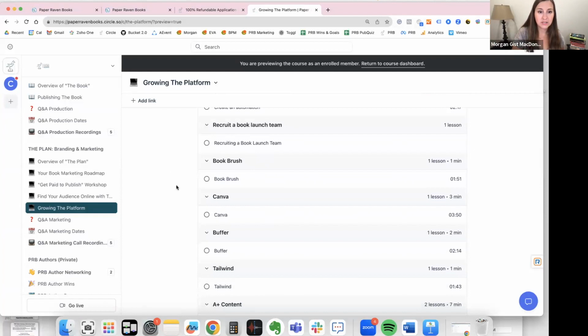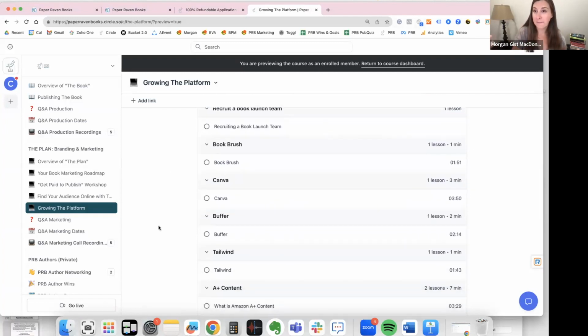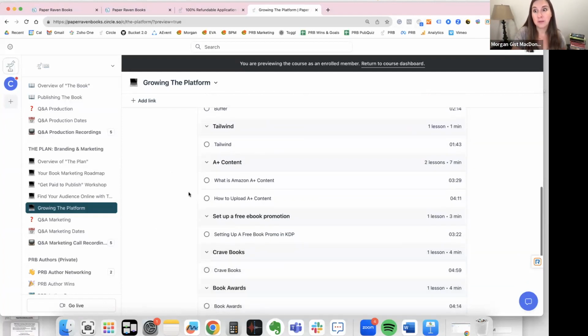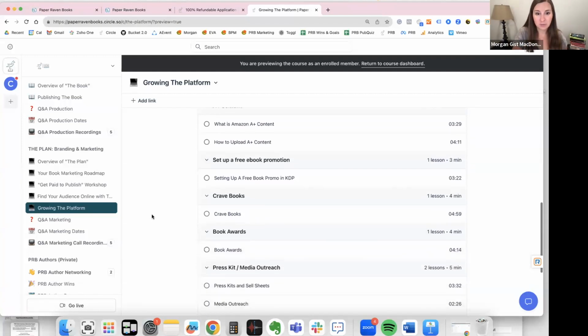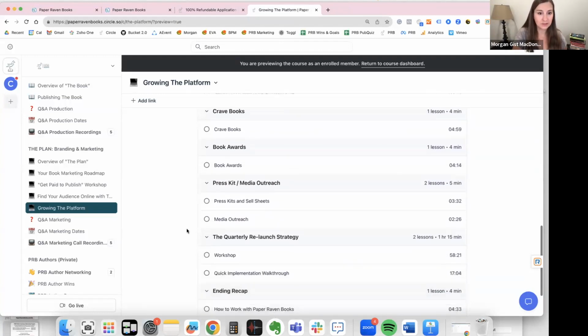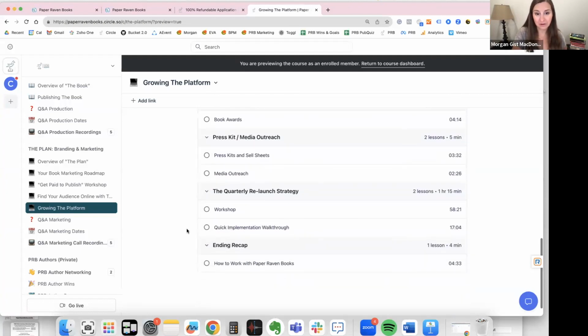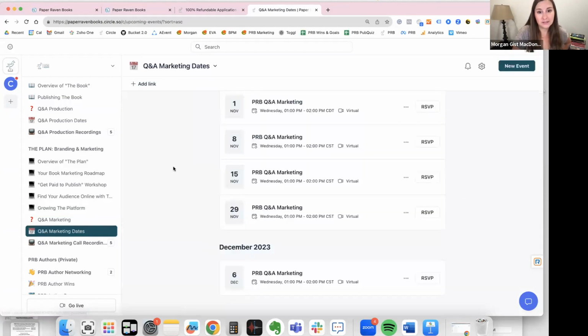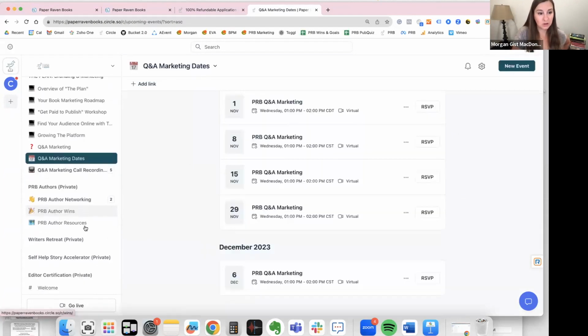We're creating a book launch team. There are some of the tools we like for creating marketing assets where you're showing off the book cover and posting on social media. A+ content has been really important on Amazon lately: how do you create those visuals that go on your book's Amazon sales page? Setting up your ebook promotions, paid promotion opportunities, book award opportunities, how to reach out to media for press, and a quarterly relaunch. We have a 90-day promotion cycle that we recommend everyone use, and our Wednesday calls too. So, the marketing calls.